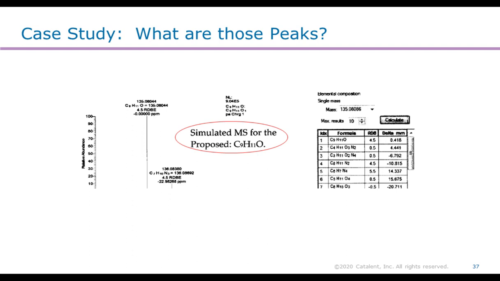So what are those peaks? We first tried to collect some spectra using a diode array detector, but there wasn't enough signal to get a distinguishable spectrum from any of those peaks. Even the largest peak, we couldn't get anything meaningful out of that.